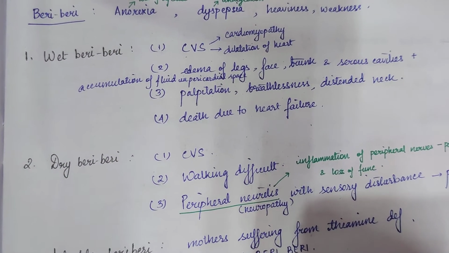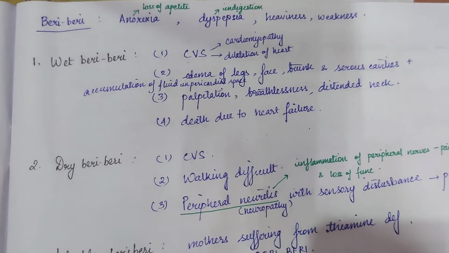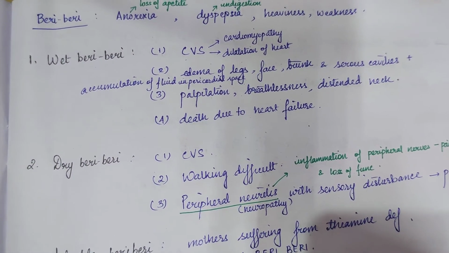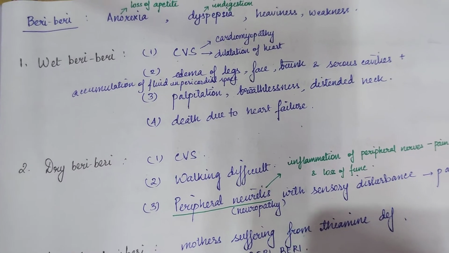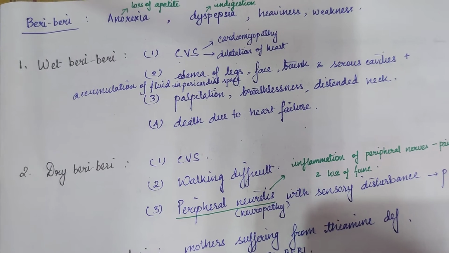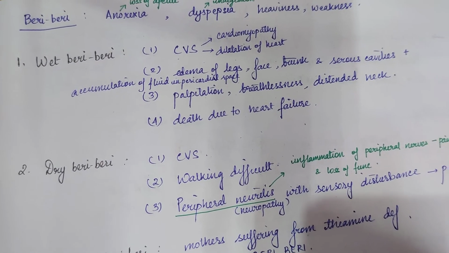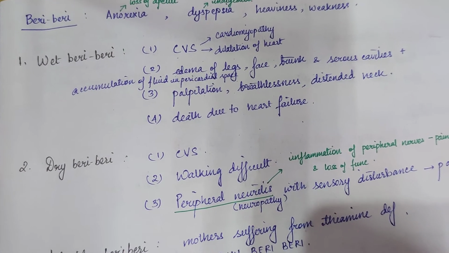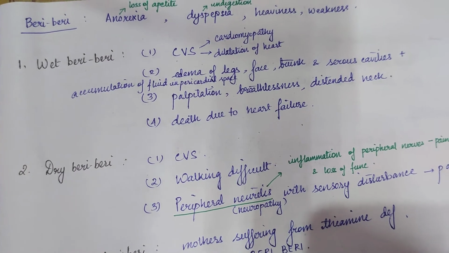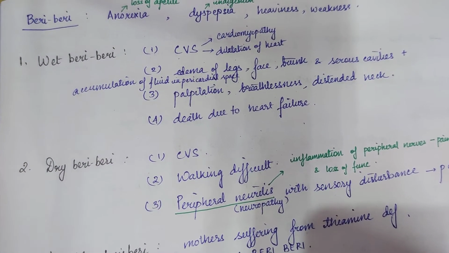Four things. First of all, the cardiovascular system is common to all. Second, because it is wet, we have the accumulation of fluid, and we have edema. And number three, the heart is being affected, so obviously we'll have palpitation, breathlessness, and distended neck. Heart failure occurs, therefore death occurs. Palpitation and breathlessness, I'm sorry, are actually linked with the respiratory system. So that is one thing. Okay, so that is over.